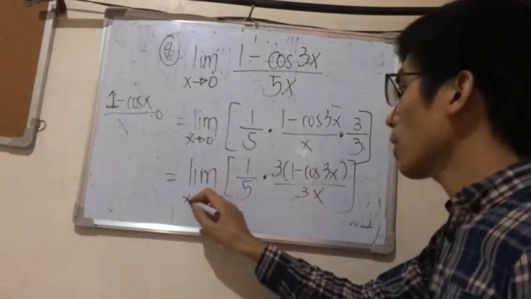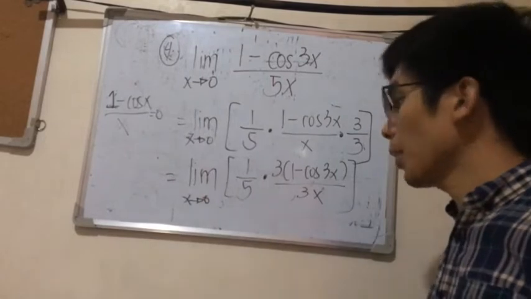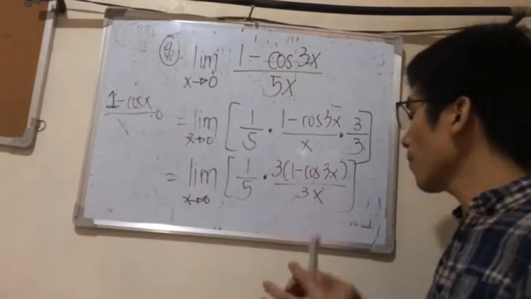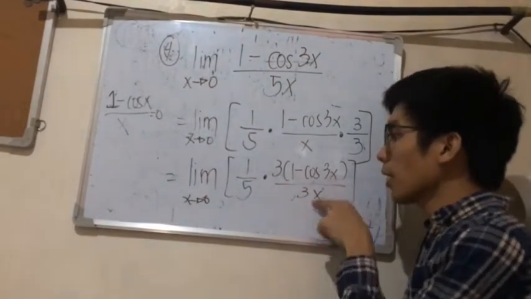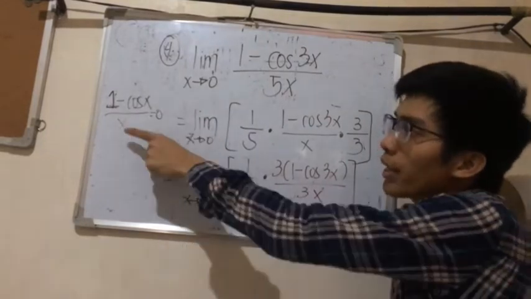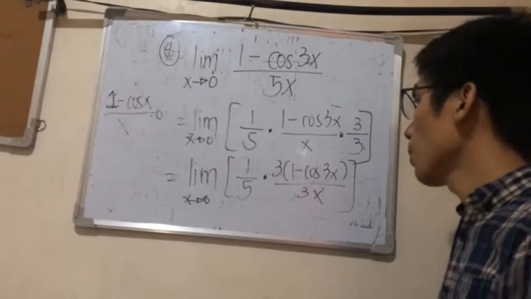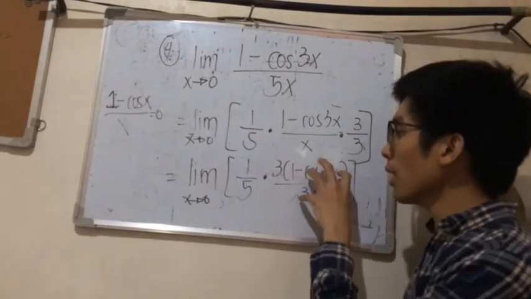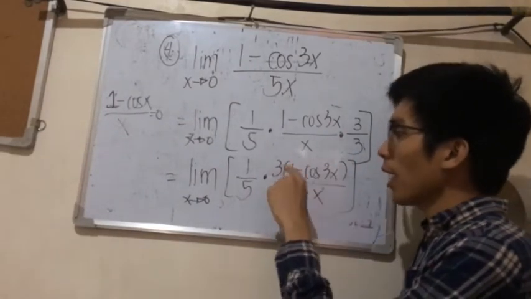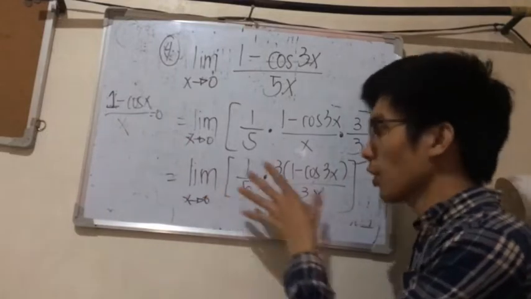As x approaches 0. Okay. So you can observe, 3x here and 3x here are now equal. Meaning, we can make use of the rules that I presented to you. So meaning, this is now 0 here. The limit here is 0. And we can do simplification in this part.